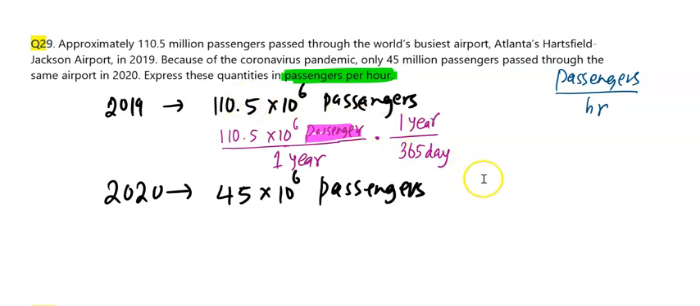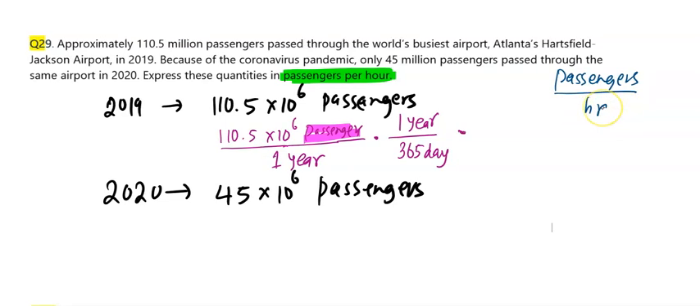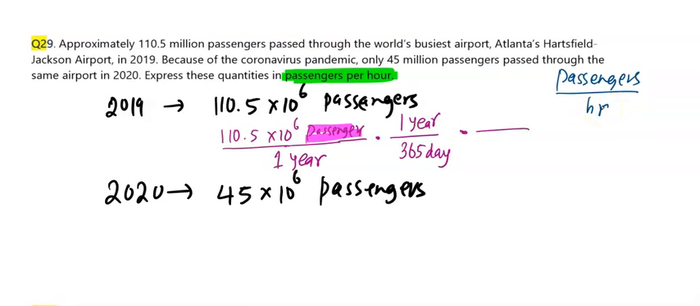Again, I need the time in hours in the denominator, therefore I need the hour here and I need the day here on the top. So I know 24 hours equals 1 day, therefore I put another fraction as 1 day over 24 hours. If you do that, you see passengers on the top, hour in the bottom. So that's how I get passengers per hour. Other units cancel, year cancels, day cancels.